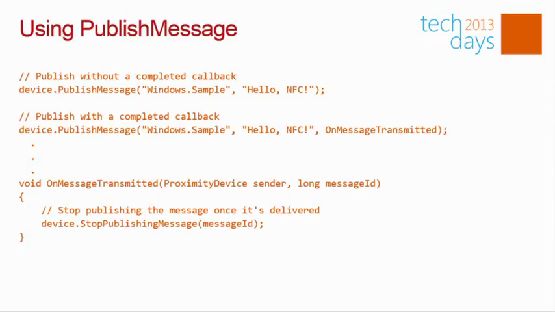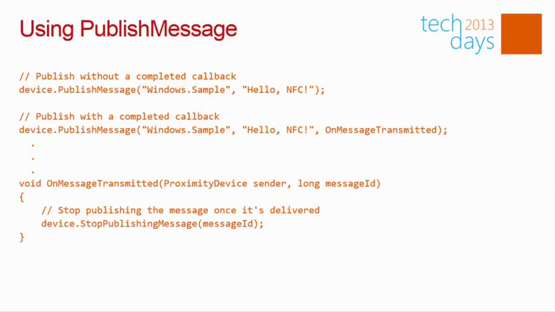What this allows us to do is publish multiple messages of different types intended for different consumers at the same time from a device. Now, if you pass that method only two parameters as I'm doing, you won't know if anyone has actually received the message. But you can provide a third parameter, a callback method, which I've called onMessageTransmitted, that will tell you if that message has actually been delivered to someone.